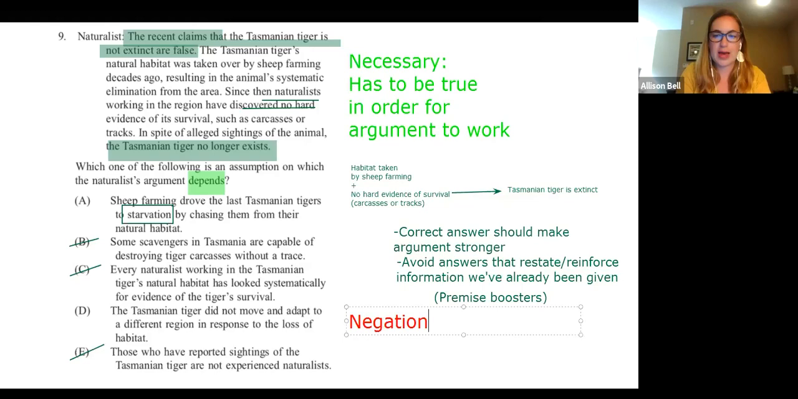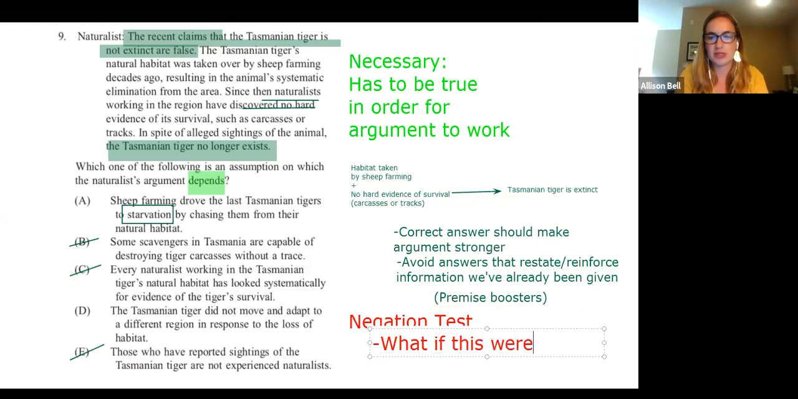So as a reminder, the way the negation test works is I ask myself, what if this answer choice weren't true? For the correct answer, that should be like a huge problem for the argument if this answer weren't true. So let's think about it for our 2 remaining answer choices. So let's start with A.